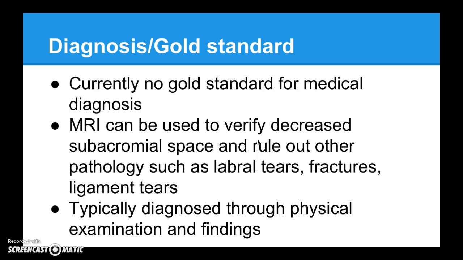Currently, there is no gold standard for a medical diagnosis. MRI can be used to verify decreased subacromial space and rule out tissue damage such as labral tears, fractures, or ligament tears that may require surgical intervention. Recently, high-resolution ultrasound has also been used to diagnose shoulder impingement, but currently, the most common method is through physical examination findings and history.